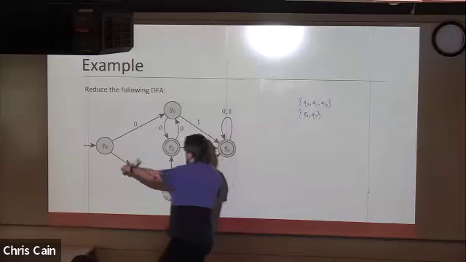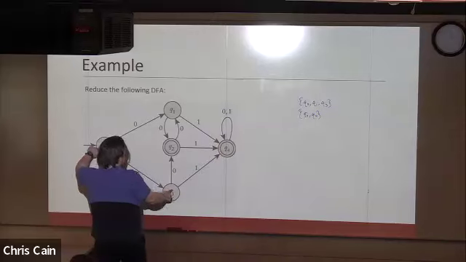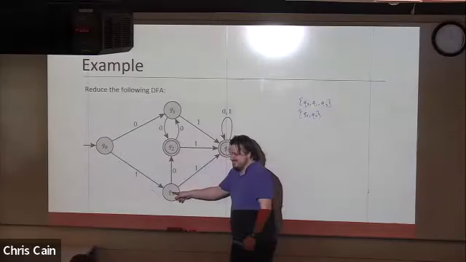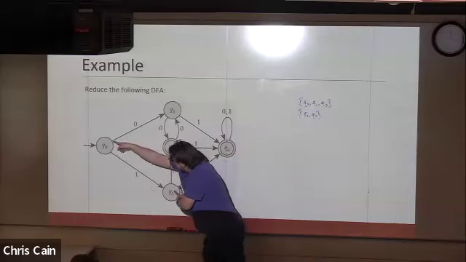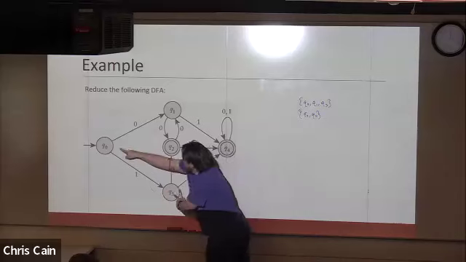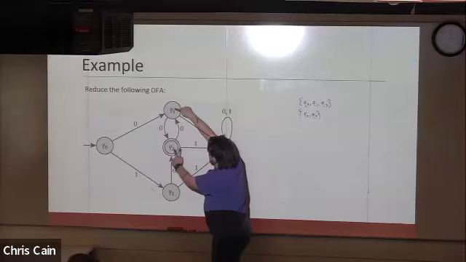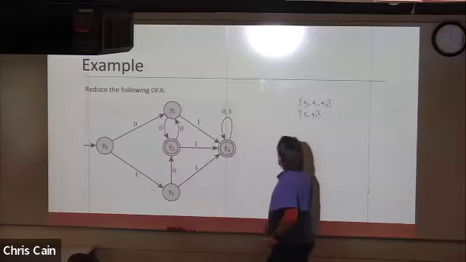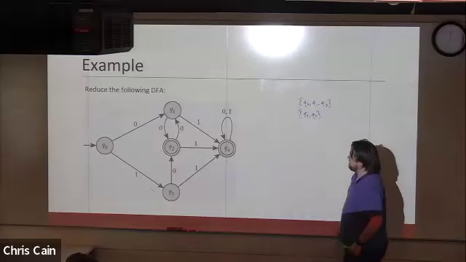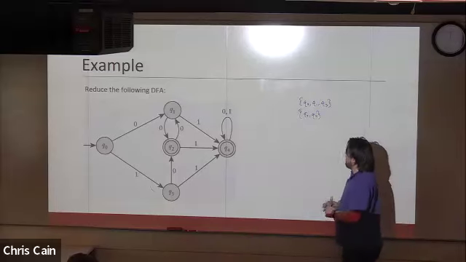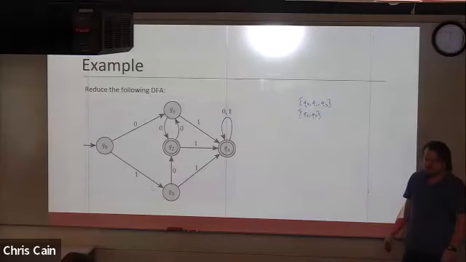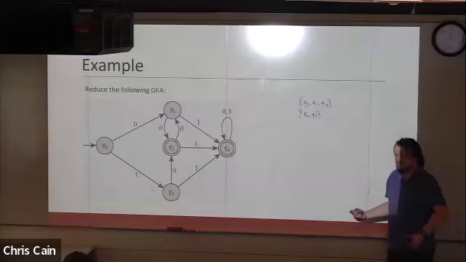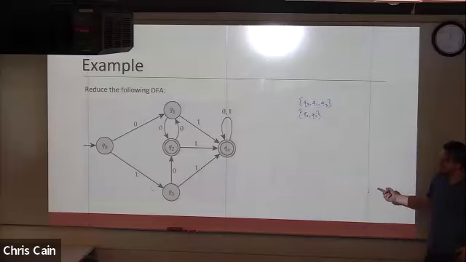So Q0 and Q3, here and here, you read a 0. Where do you end up? One ends up here, one ends up here. Q1 and Q2 are in separate equivalence classes. So we were able to show that Q0 is distinguishable from Q3 because on a 0, they end up in states in different equivalence classes.